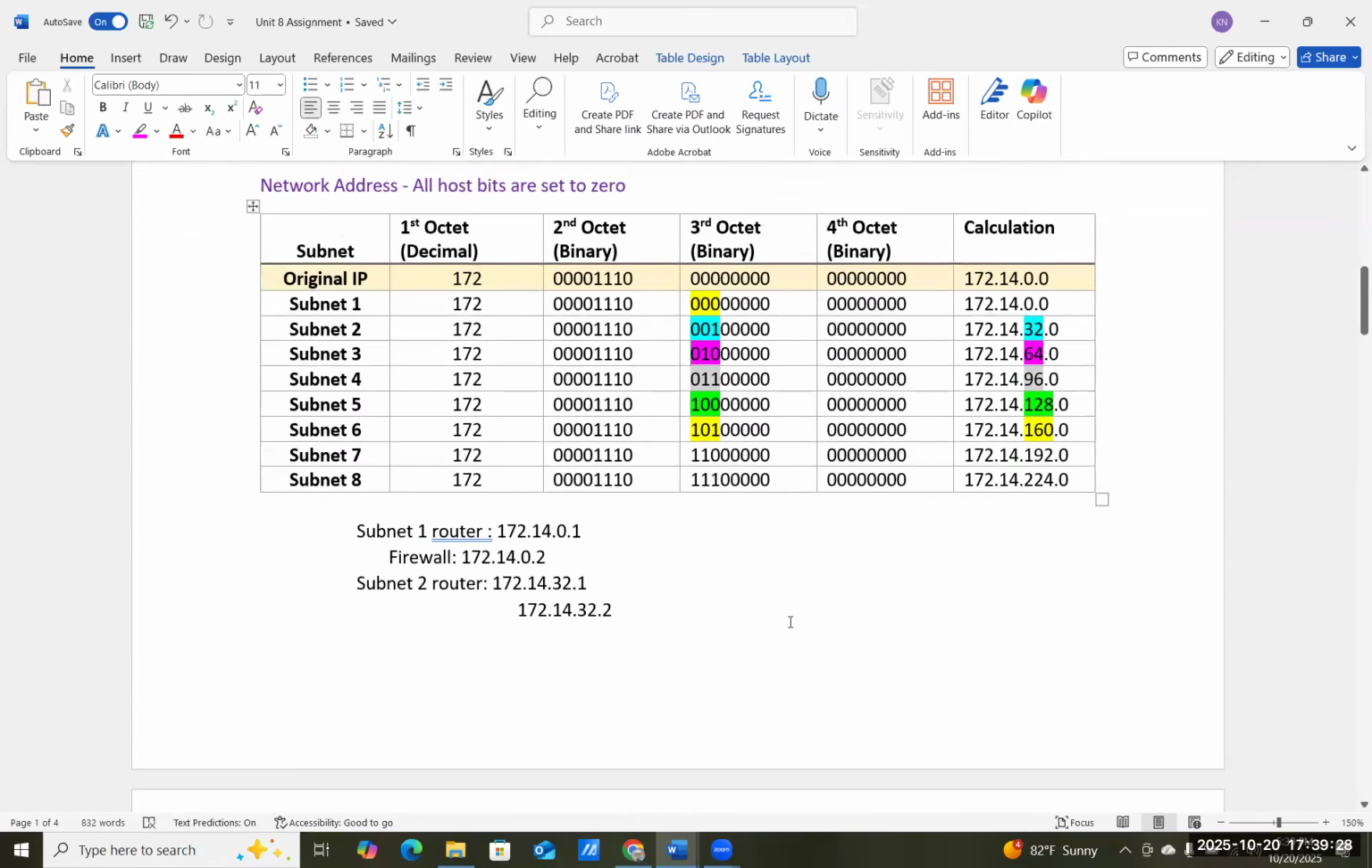Any questions? So that's it. It's not hard, right? You just need to know how many bits you're borrowing and how many hosts are required in each network, and then you go through and create your combinations.